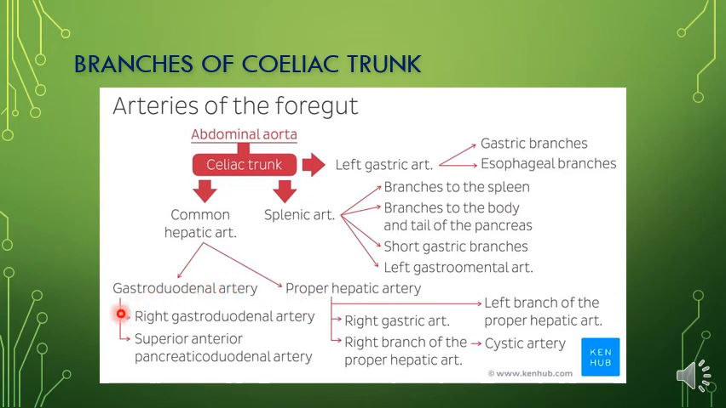The gastroduodenal gives rise to the right gastroepiploic artery and superior anterior pancreaticoduodenal artery. The hepatic artery proper will give rise to the left branch of the proper hepatic and right gastric artery, and the right branch of the proper hepatic artery, and this also gives rise to the cystic artery.